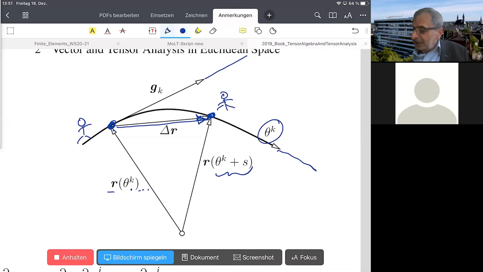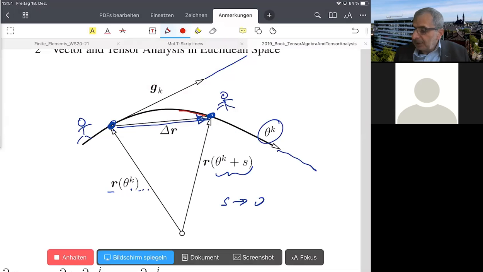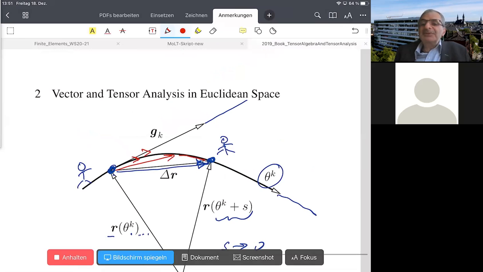I decrease s. I say s tends to 0. Then I move here, I take another color, I move here, here, here. This is my delta r. Delta r will become smaller and smaller, and finally my delta r will go along this direction. But the vector becomes infinitely small. That is why we should divide this delta r vector by the value s. Both of them become smaller and smaller, and as a limit we get a non-zero value, as s tends to 0.